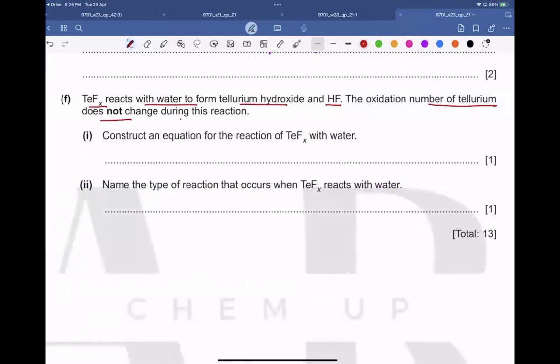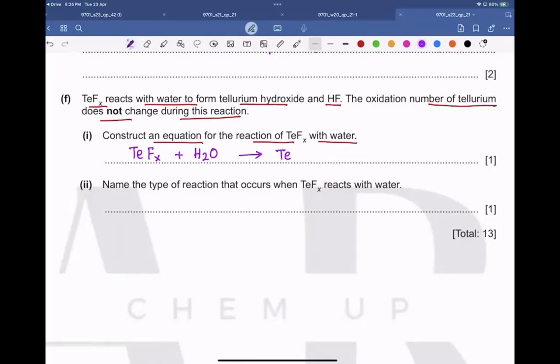When it reacts with water, what do we get? Tellurium hydroxide and HF. Okay. So if there are X moles of F over there, then when OH displaces them, we are going to get X moles of OH over there. And HF has been formed. To balance the equation, we are going to put X as a coefficient over here. Is this clear to all of you?